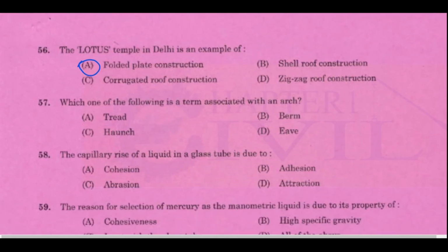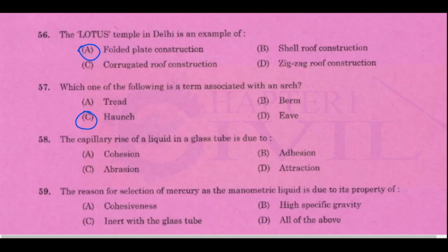Question number 57. Which one of the following is a term associated with an arch? Thread, berm, haunch, eave. The term associated with arch here is haunch.